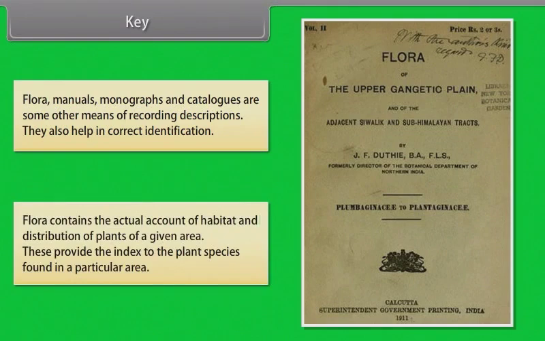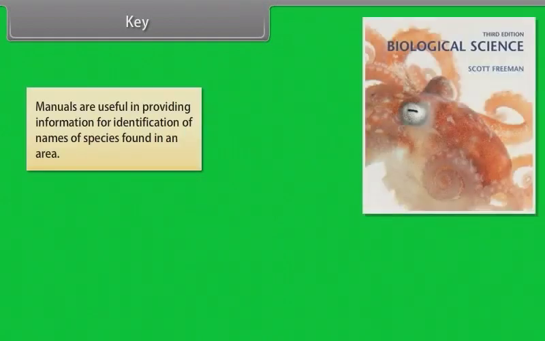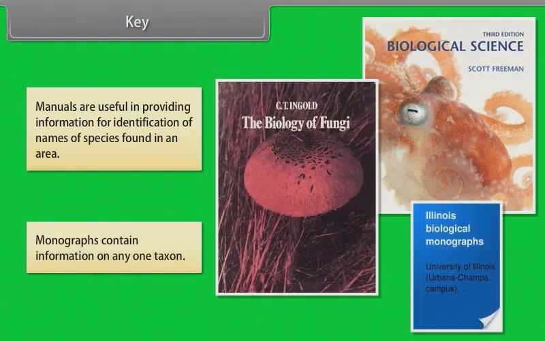Flora contains the actual account of habitat and distribution of plants of a given area. These provide the index to the plant species found in a particular area. Manuals are useful in providing information for identification of names of species found in an area. Monographs contain information on any one taxon.